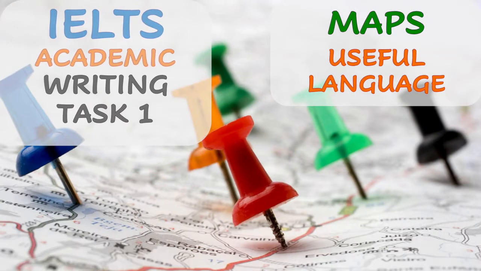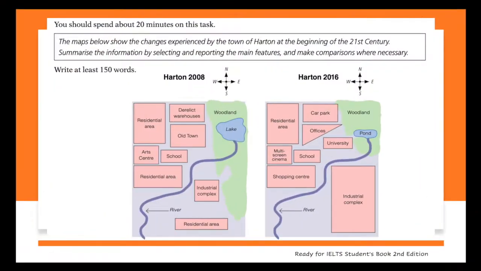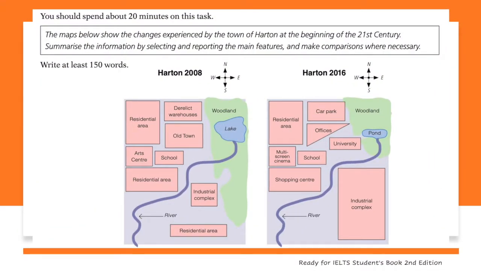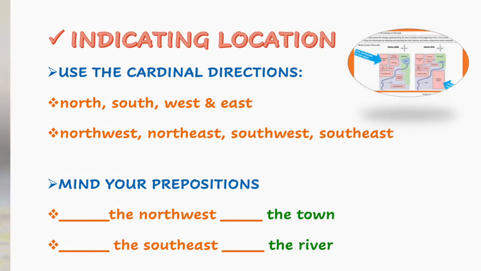In this video, we're going to talk about the IELTS Academic Writing Task 1, more specifically maps, and we'll focus on the useful language that you need. Now, I'm going to be using this example task in order to show you examples of how to use this language in context, and the first area of language that you need to master is the one for indicating locations.